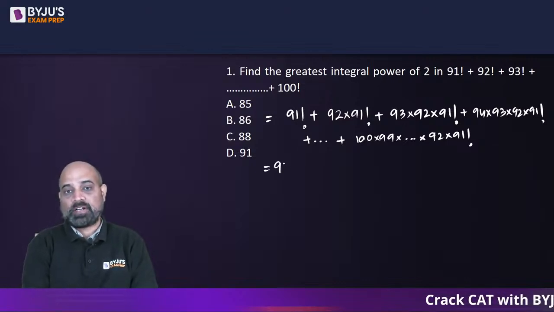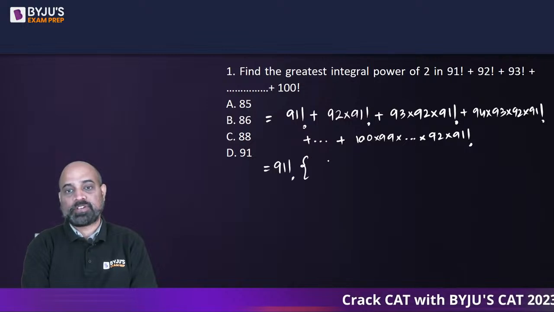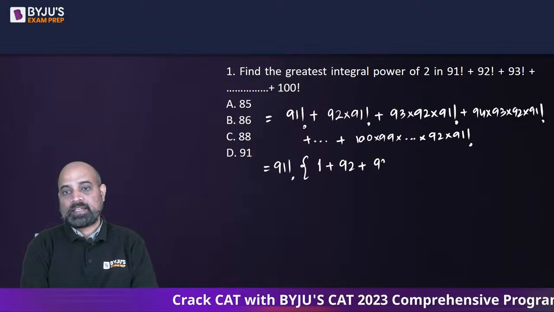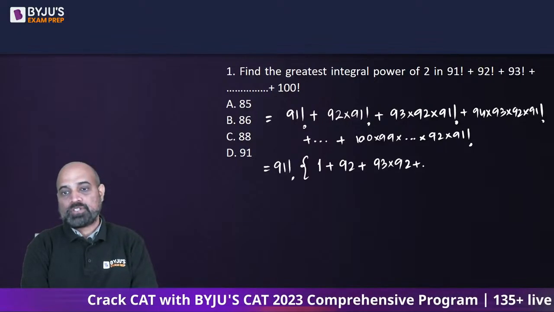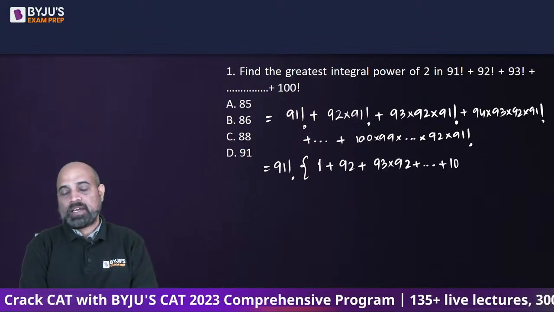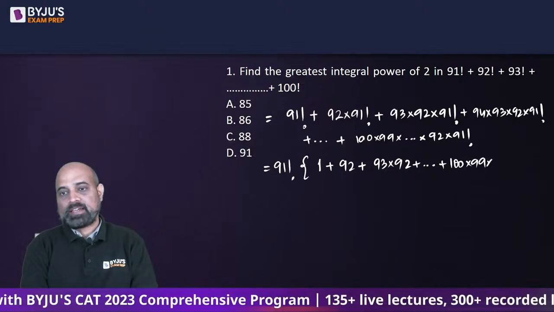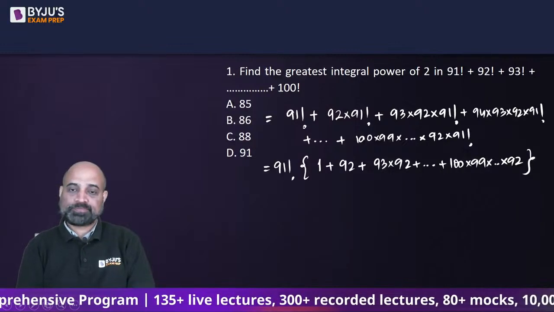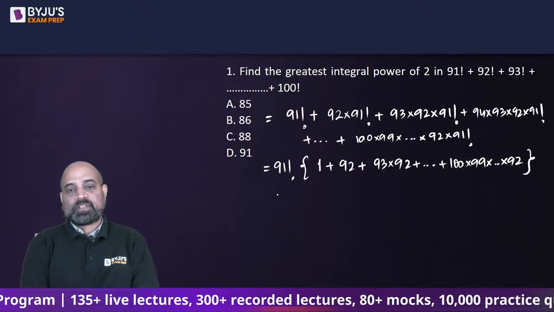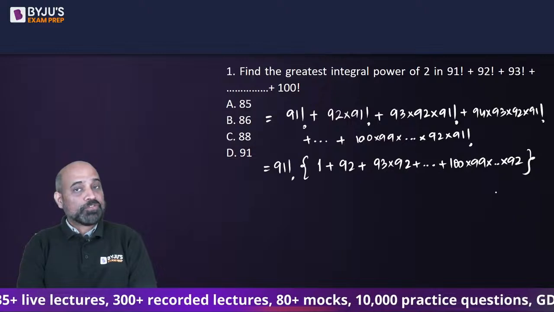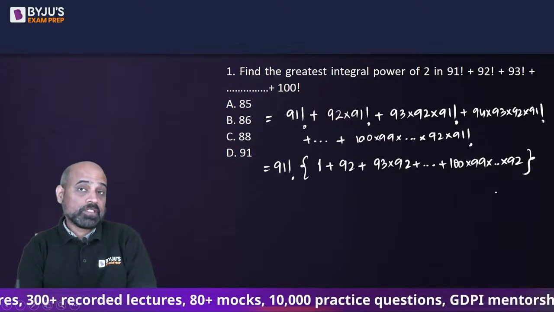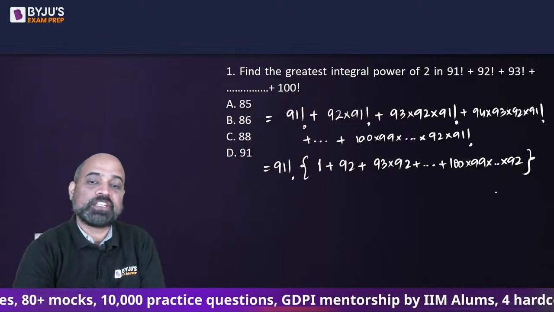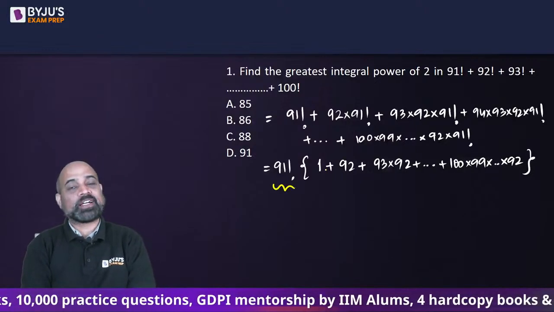Now, if I take out 91 factorial common from everywhere, I'll be left with 1 plus 92 plus 93 into 92 and so on. The last one being 100 into 99 and so on up to 92. So this is what I will be left with. Now, if I want to find out the number of 2's in this particular term, I need to find out the number of 2's in 91 factorial.